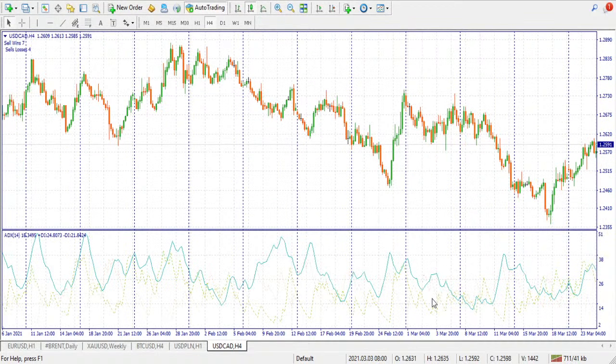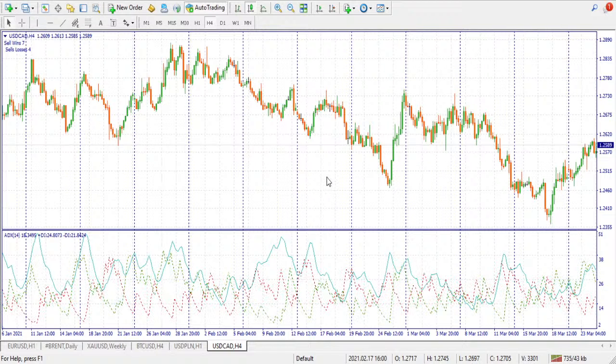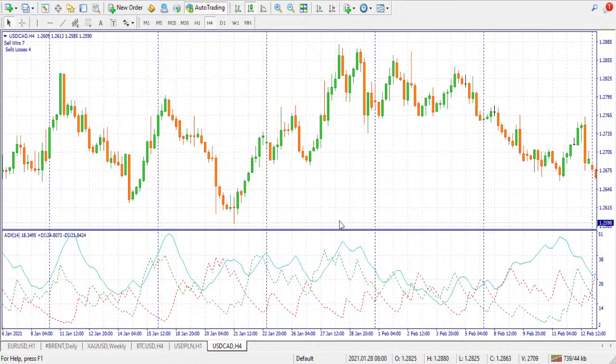This is not very clear. Let me make it green and red so that we're able to see it clearly. So these 3 lines all mean the same thing. The green line stands for an uptrend, the red line stands for a downtrend, and then the blue line, I don't know whether this is blue or light blue, means that the trend is active.